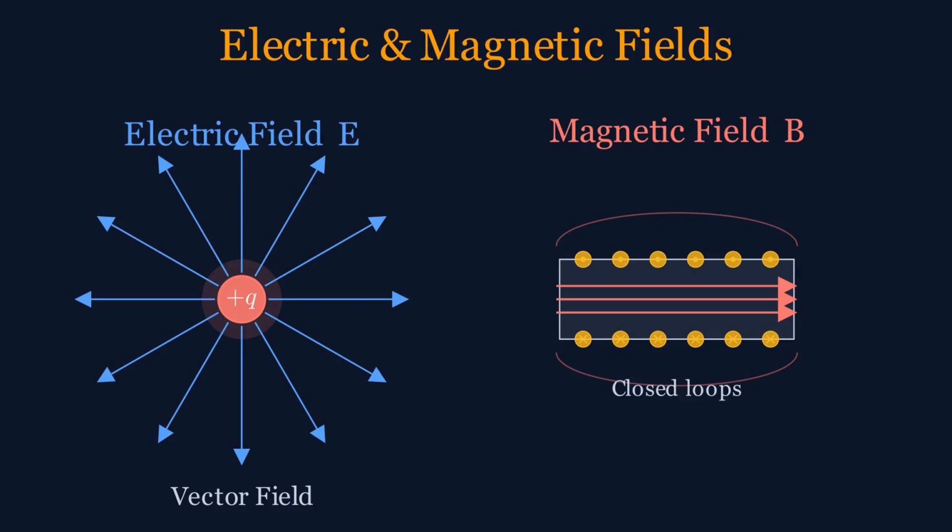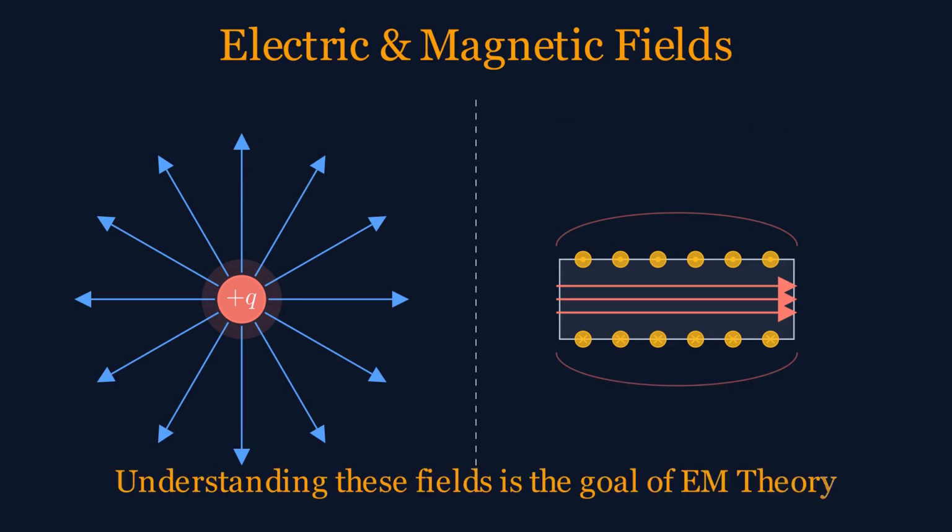Now look at a magnetic field. These field lines form closed loops threading through this solenoid. Understanding these fields, how to calculate them, how they behave, that is the goal of electromagnetic theory.